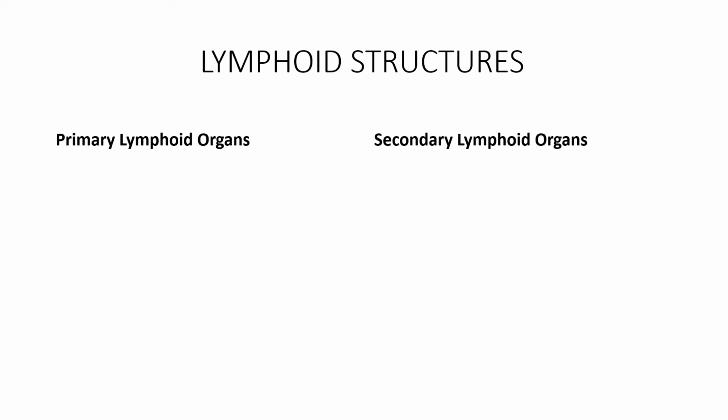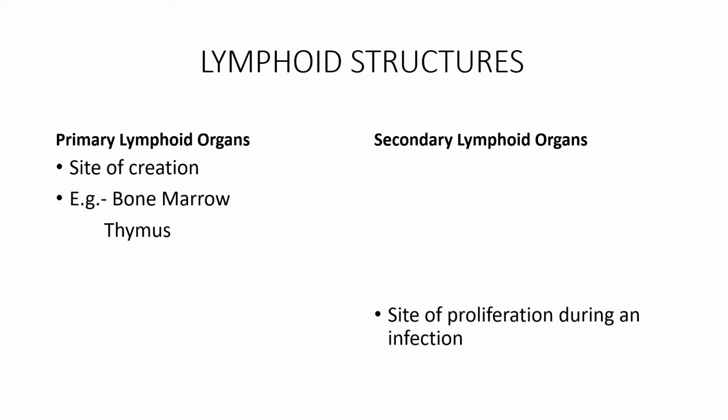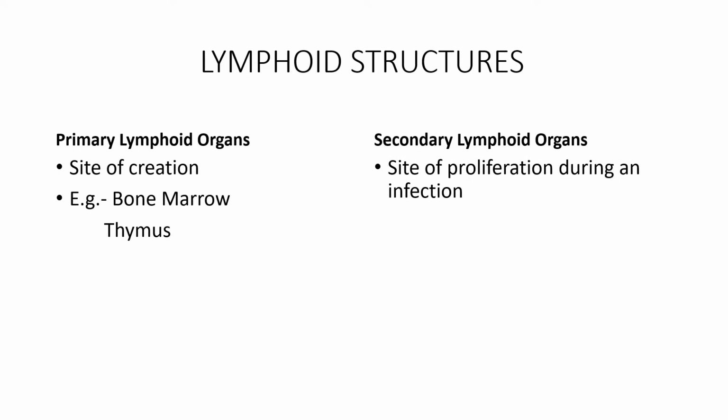Let's talk about structures involved in immune regulation. So, lymphoid structures are divided into primary and secondary lymphoid organs. Primary lymphoid organs are the site of creation of lymphocytes. These include the bone marrow and the thymus. On the other hand, secondary lymphoid organs are the site of proliferation of lymphocytes during an infection. These structures include the spleen, lymph nodes, Peyer's patches, etc.